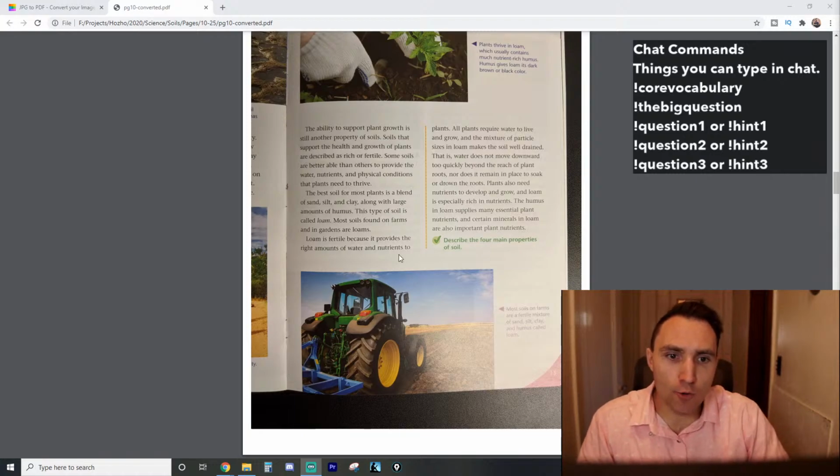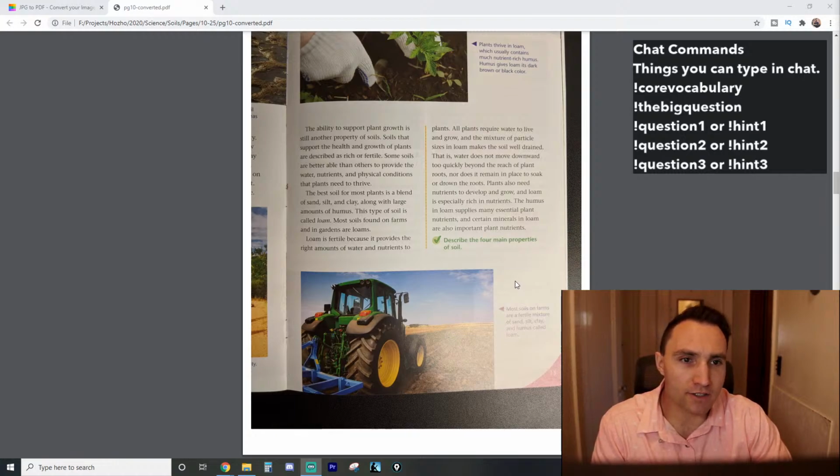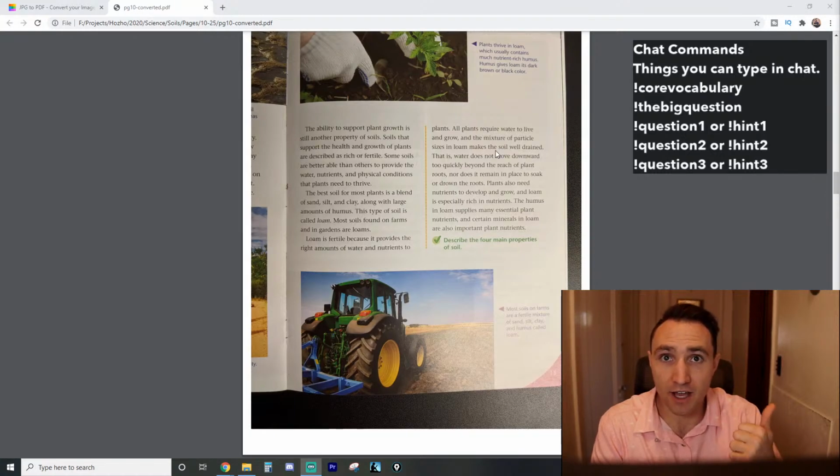All right, so loam is fertile because it provides the right amounts of water and nutrients to plants. All plants require water to live and grow, and the mixture of particle sizes in loam makes the soil well drained. Right? Remember the particle sizes, clay, sand, and silt? That is, water does not move downward too quickly beyond the reach of plants.